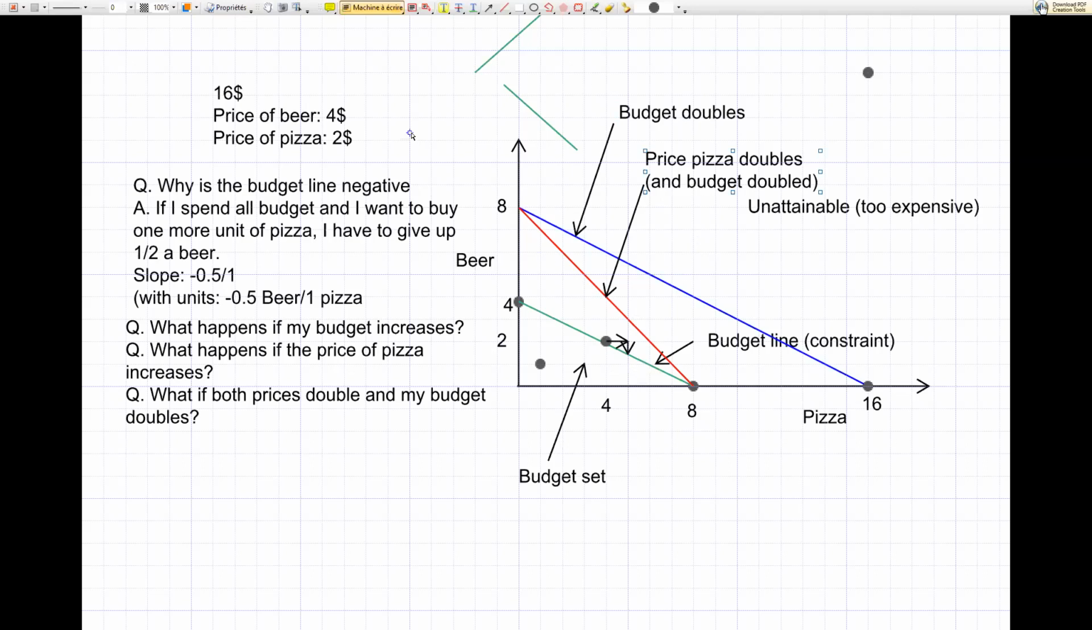All right, so now we move on to some other. And by the way, the last one, what if both prices double and my budget doubles? So this was understand and nothing changes. Exactly. Won't you get the same quantity of pizza and beer if it doubles? Yes, and what does that mean? It means that the quantity I can buy is the same.